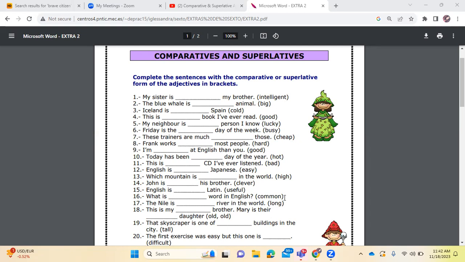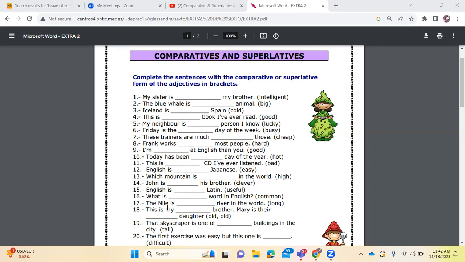Number 17. The Nile is blank river in the world. We are talking about one. So it should be the superlative form. The Nile is the longest river in the world.